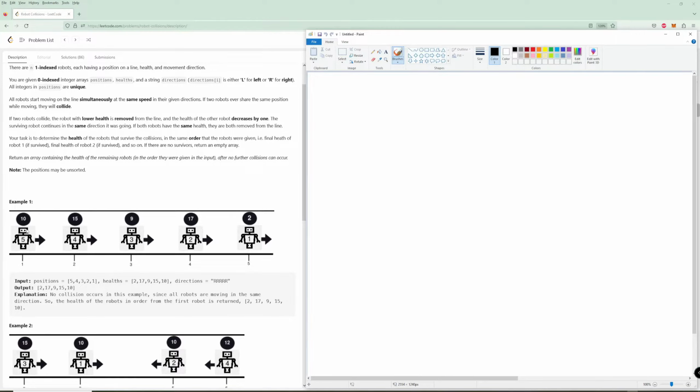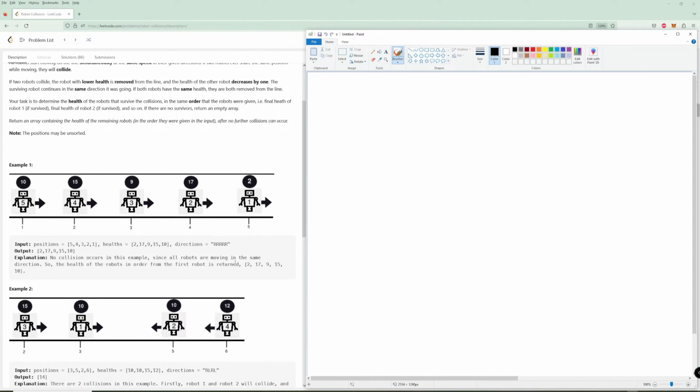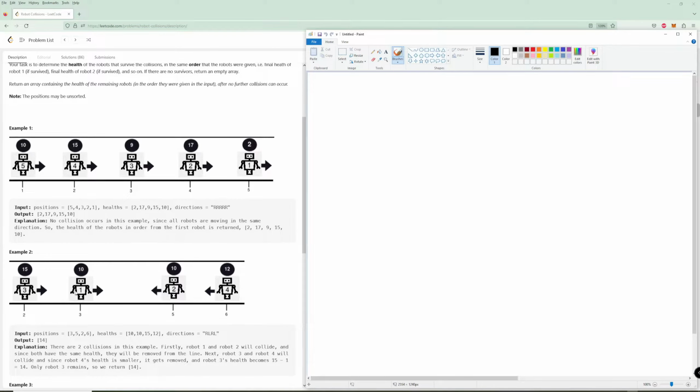In this first example, we're given these positions and the healths of the robots, and they're all going in the same direction. If they're all going in the same direction, it's pretty straightforward. They will never collide, so nothing will collide, and we just return the healths in the same order they're given.